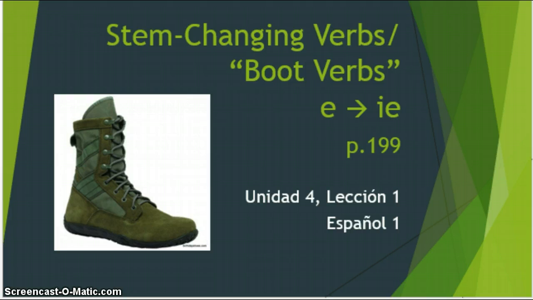These are verbs that are often referred to as boot verbs because of the shape they take on the chart. All of these are going to have a spelling change from E to IE. Toda la información está en página 199 del libro Avancemos. Estamos en Unidad 4, Lección 1.